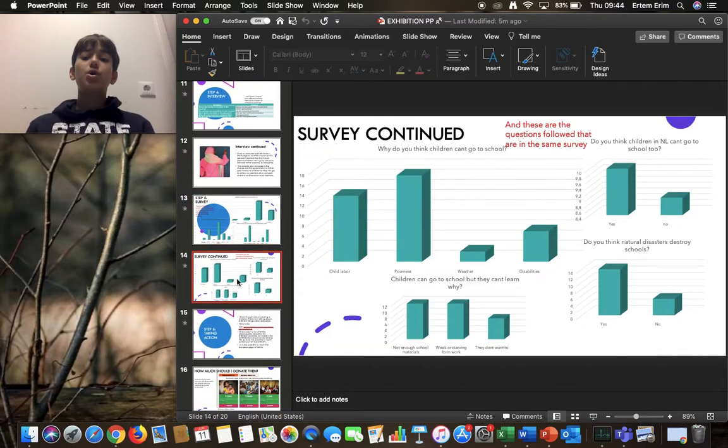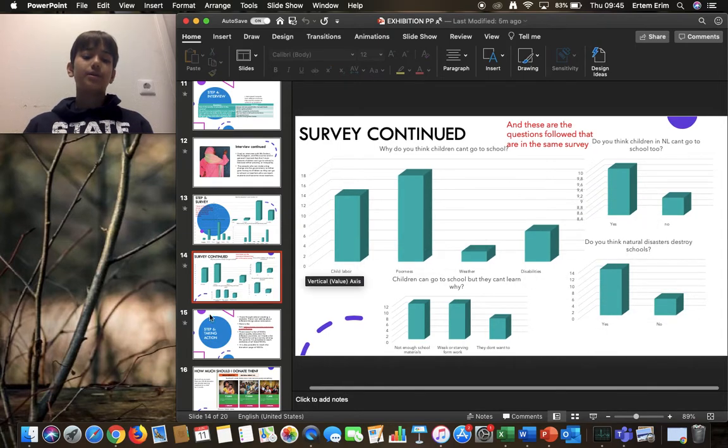Survey continued. These are the questions that followed in the same survey. Why do you think children can't go to school? People said either poverty or child labor. Children can go to school, but they can't learn. Why? Not enough school materials, or they're weak or tired from starving and from work. And yeah, that's basically it.